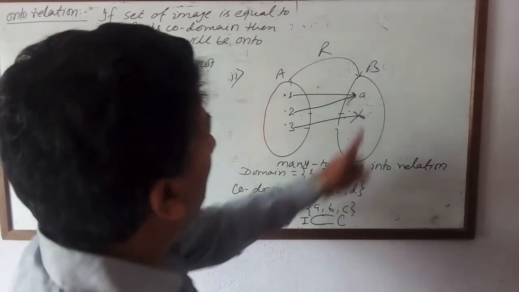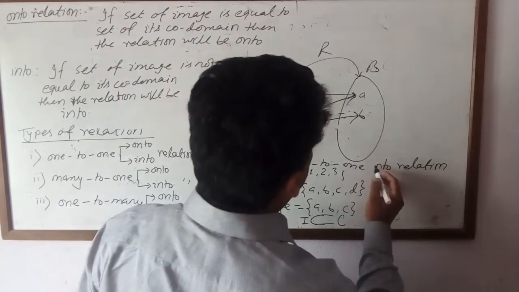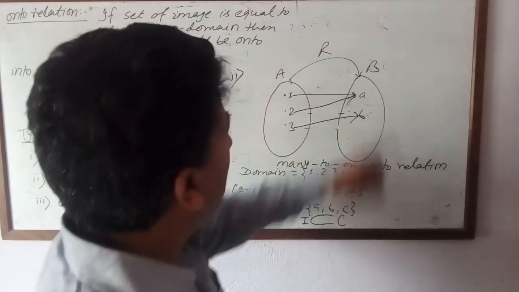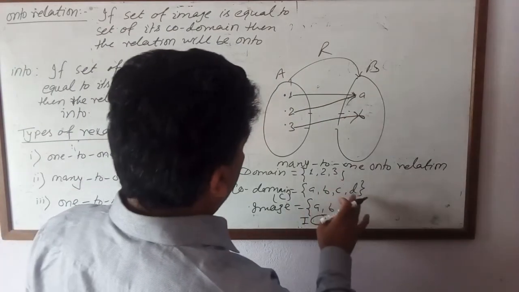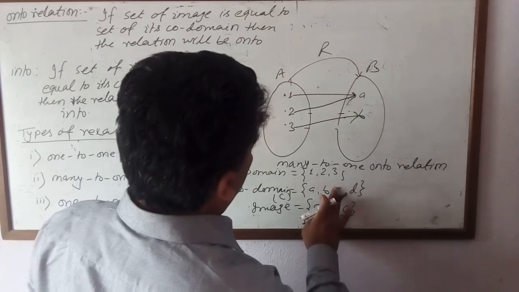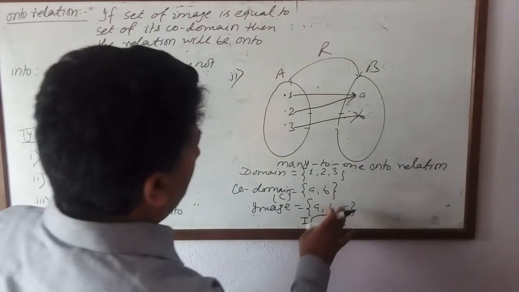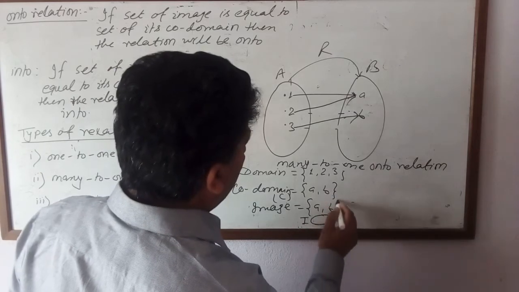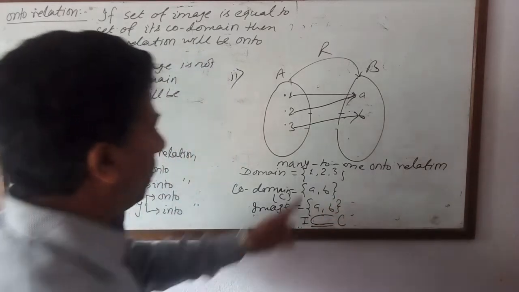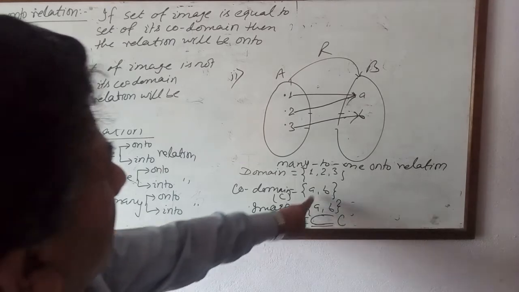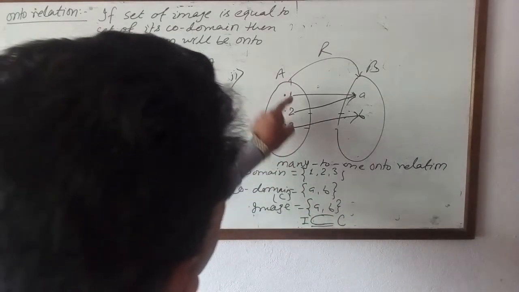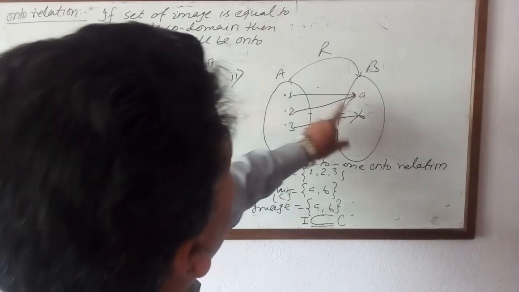Many to 1, and this is onto. This is onto because the set of image is also AB. Right now the codomain is AB and the set of image is also AB. That's why they are equal. Codomain and image set are equal. That's why it is many to 1.